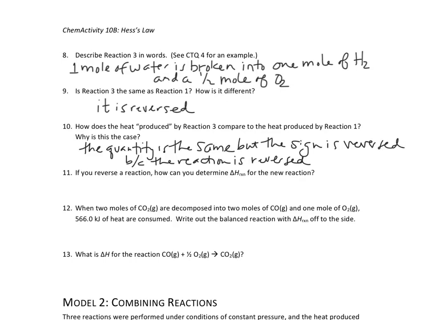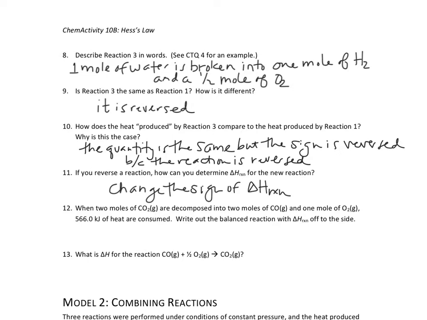One way to think about this is that if a reaction produces heat in one direction, you can think about heat as a product, and if it reverses, then you have to think about heat as a reactant. So if you reverse a reaction, how can you determine delta H for the new reaction? You're just going to change the sign of the heat of reaction. Now let's apply what we've just learned to a new situation.